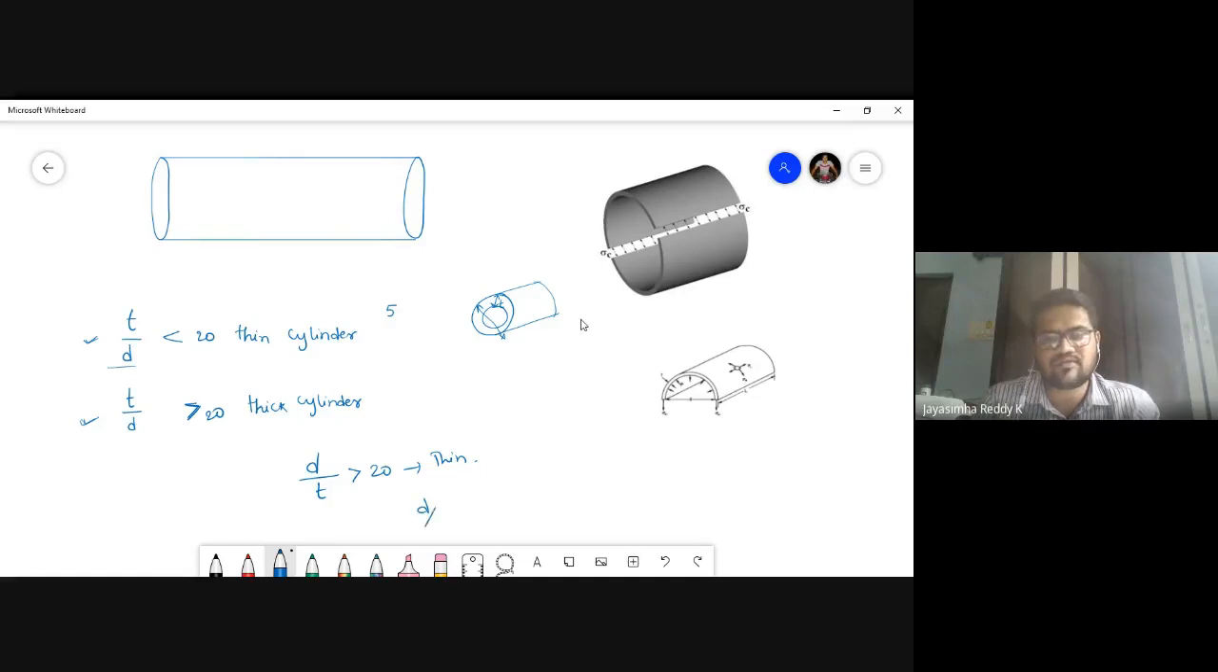There will be lots of bits based on this also. So I have also got confused. Is it clear now, students? So let us see, if the thickness is 5 and the diameter is 20, it will be 1 by 4, which is less than 20. So that will be a thick cylinder.